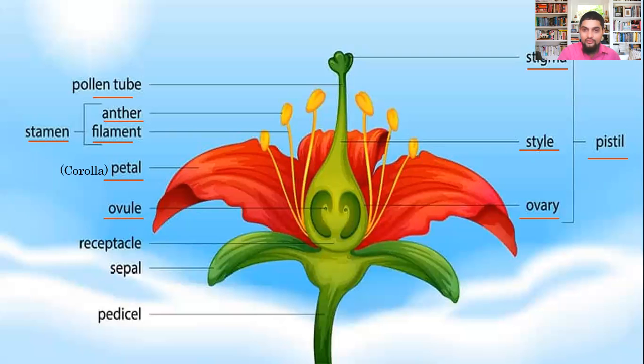Then we have the ovule, which is found inside of the ovary. We have the receptacle, the sepal, and a collection of the sepals is called the calyx. And we have the pedicel, sometimes referred to as the stalk. So those are the main external structures of a flower that you should be able to identify. And furthermore, you should be able to state the function of each one of those structures stated on this slide.